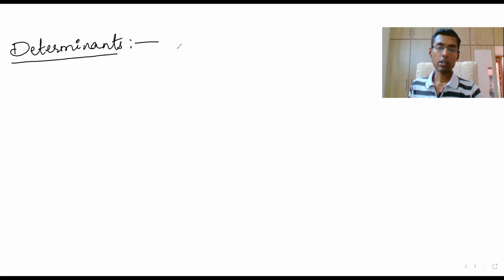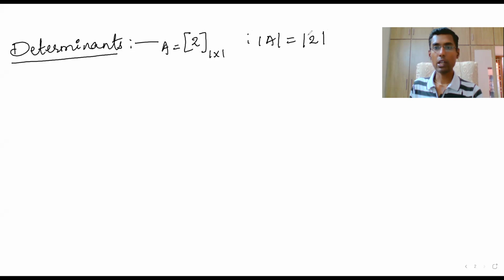What is a determinant? Let's take a matrix of order 1. Determinant is actually a property of a square matrix. Let's take a first order matrix. This is a 1 by 1 matrix. Let's say this is A. So here det A is det of 2. We write it like this, and it's 2. This is one property of a matrix.